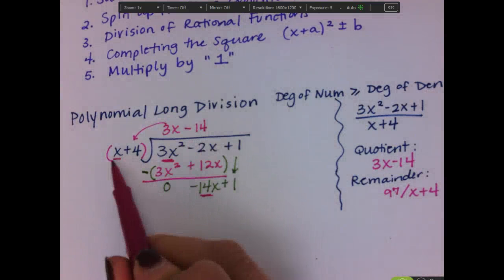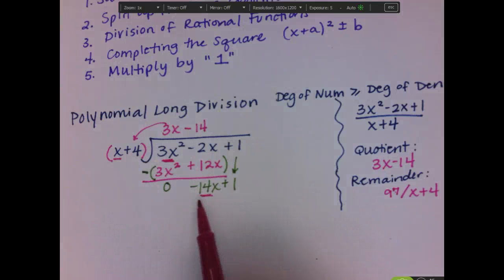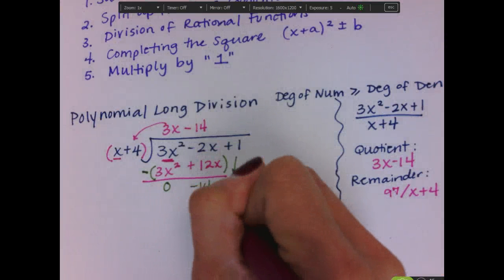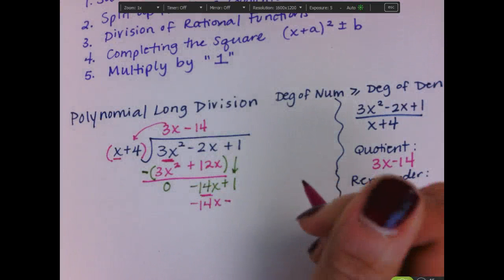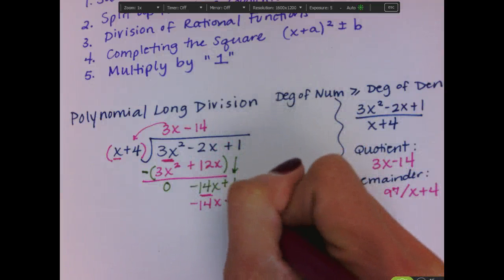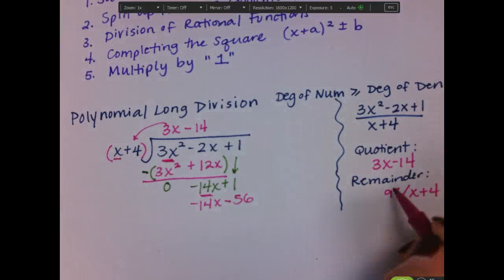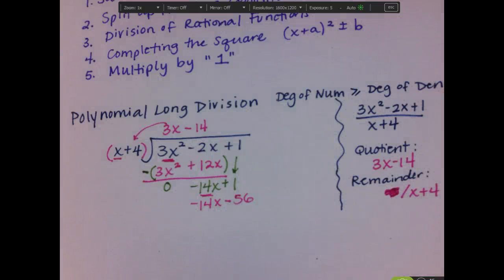Let's once again multiply, distribute through, bring it down here, and subtract. Negative 14x minus, whoops, I just realized that in my notes I wrote that as a 96, and it's actually a 56. So I'm guessing that this remainder is probably not correct. I just had a little multiplication mistake that I didn't notice until just now. Sorry about that, we'll fix that. Let's subtract.